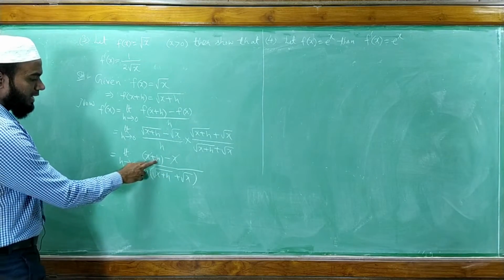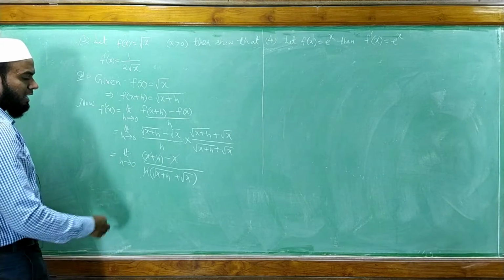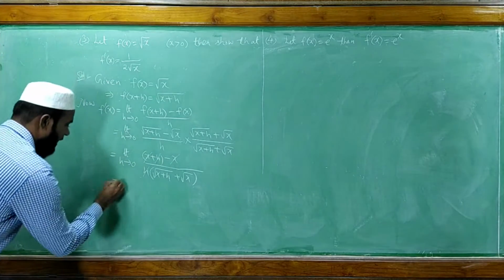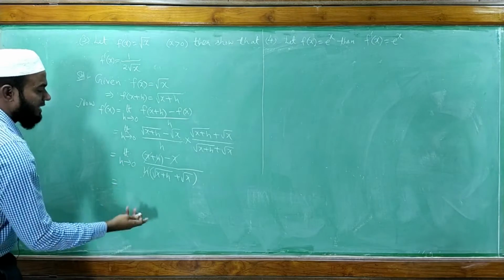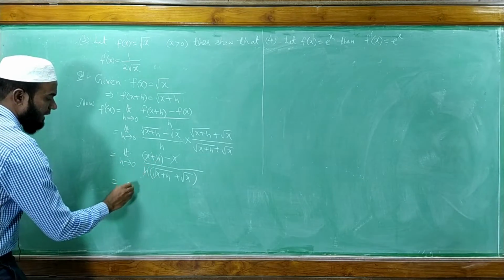What is remaining here? h and here h. This h and this h will get cancelled. Now we can apply the limit. When we apply the limit, what will happen? Wherever h is there, you put 0. In the numerator 1 will remain because this h got cancelled.